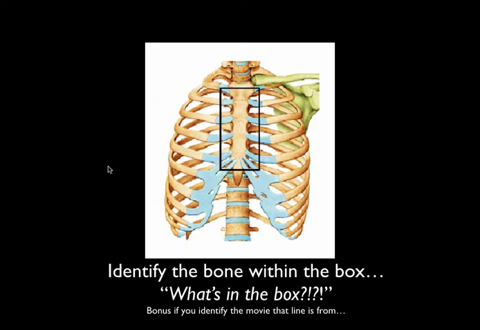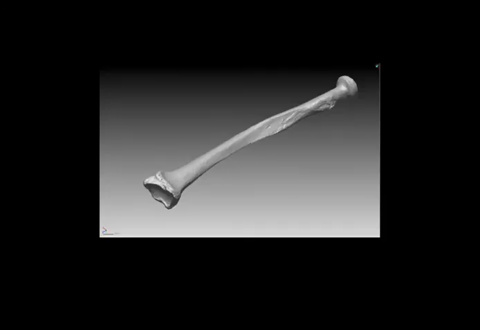Here's one with a little trivia question. What's in the box? This bone, these two ends give you a good clue right here, in this circular portion, and this end right here. Next up, here's an easy one for you. What type of bone is this?